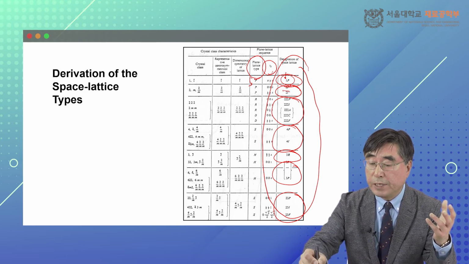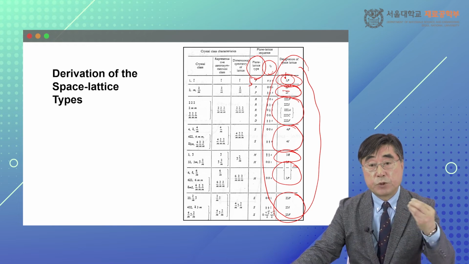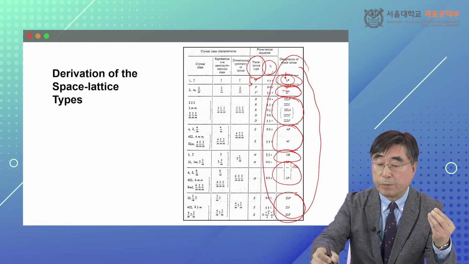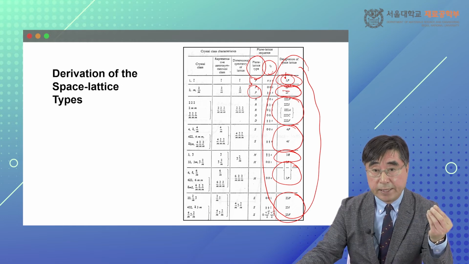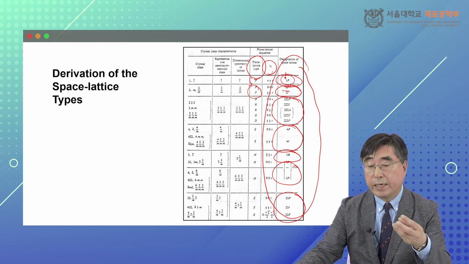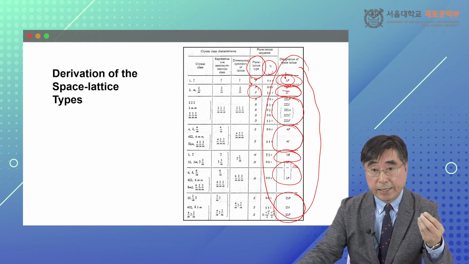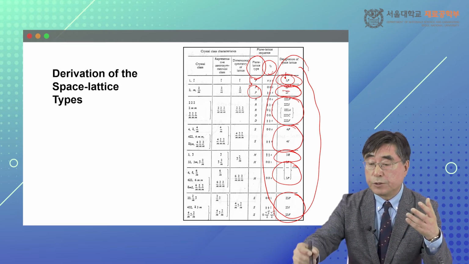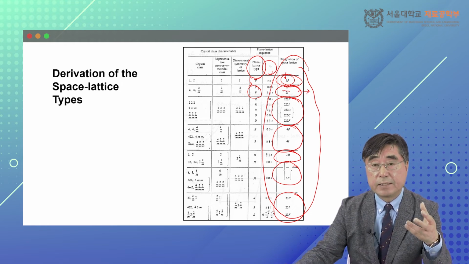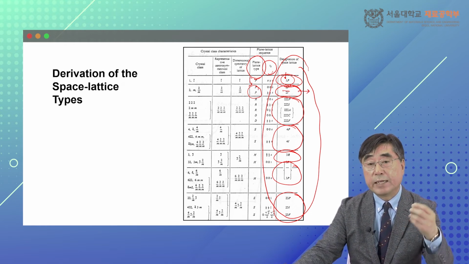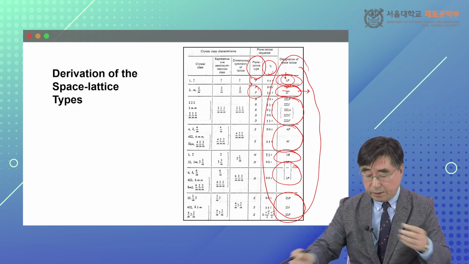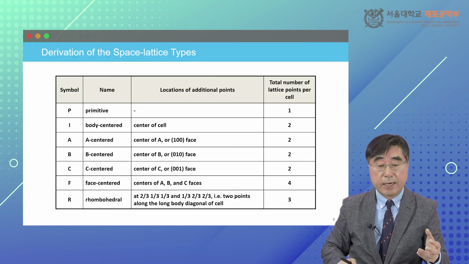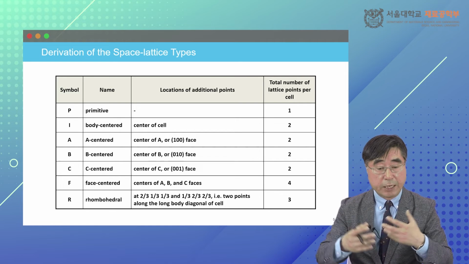For instance, 2P and 2I start from two-fold symmetry. So parallelogram of two-fold, then we can define 2P and 2I. 2P is primitive monoclinic, and 2I is body-centered monoclinic Bravais lattice. So these two belong to the monoclinic crystal system, but depending on how many lattice points are located in a unit cell, we can systematically define the 14 Bravais lattices. All right, I will do it systematically one by one.